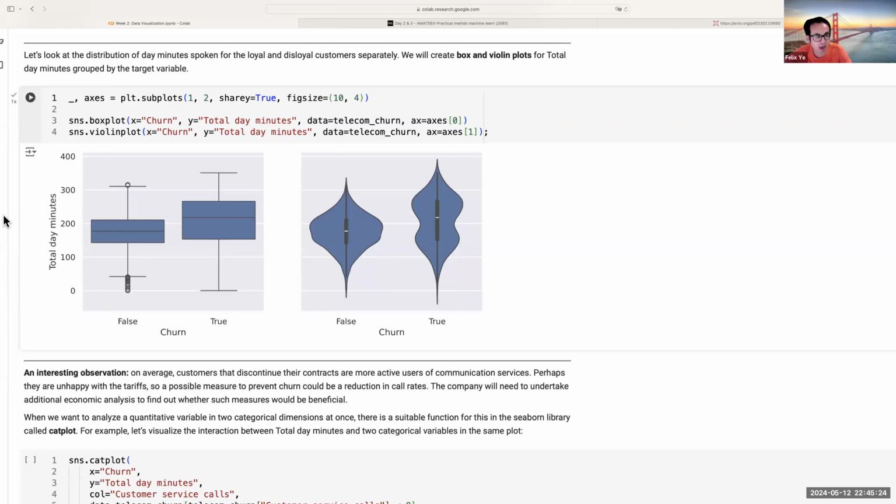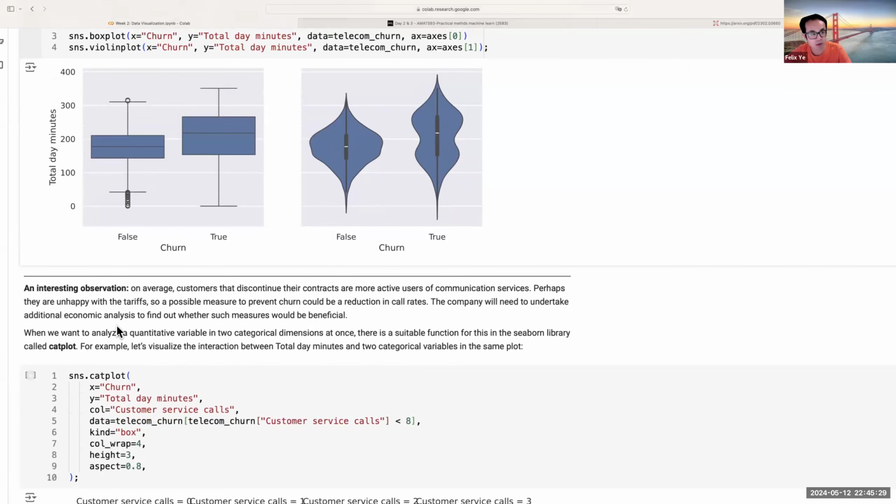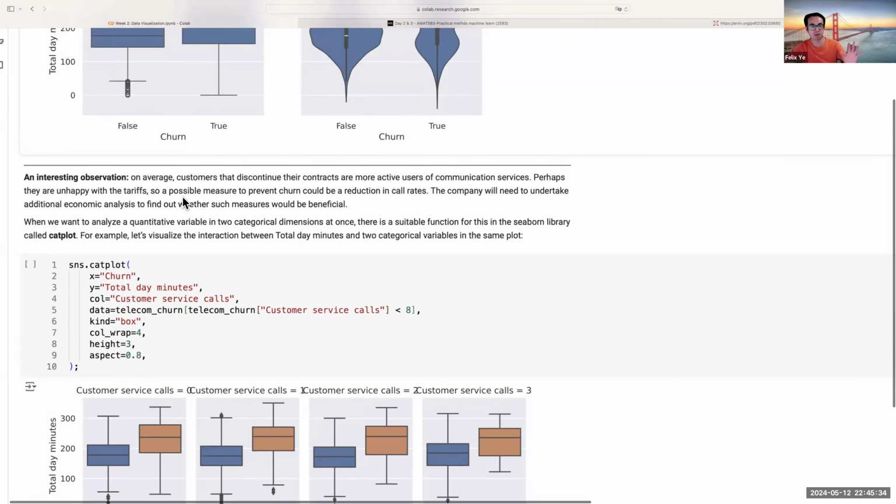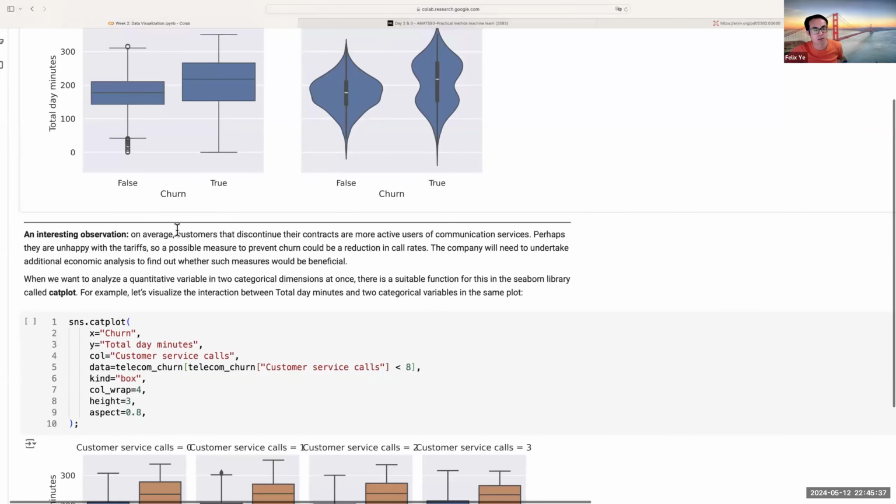So if we want to build a model, this feature should definitely be included. A very, very quick observation is that the customers who actually discontinue their contract are more active users, right? So perhaps they are unhappy, and a possible measure to prevent churn could be reductions in call rates. They use a lot, they're not very satisfied, so they cancel their subscriptions.